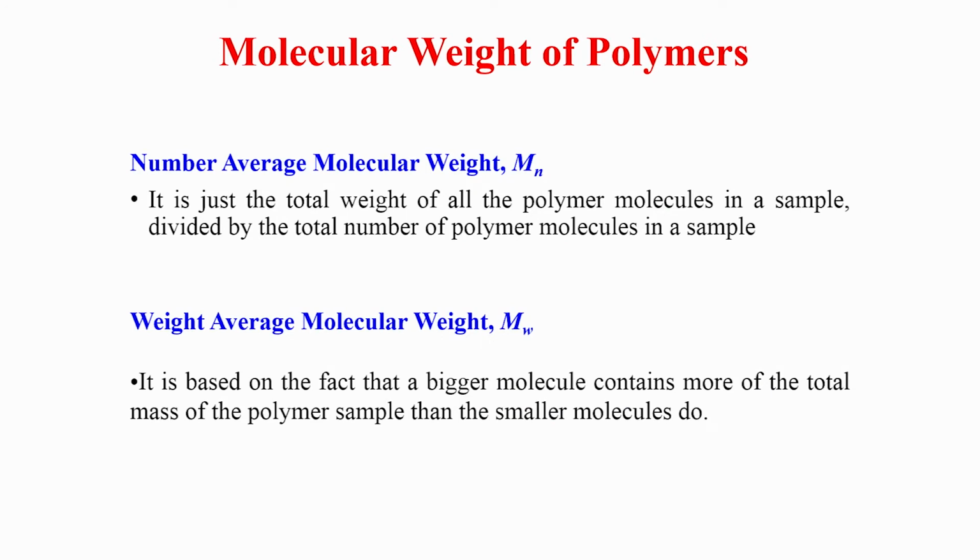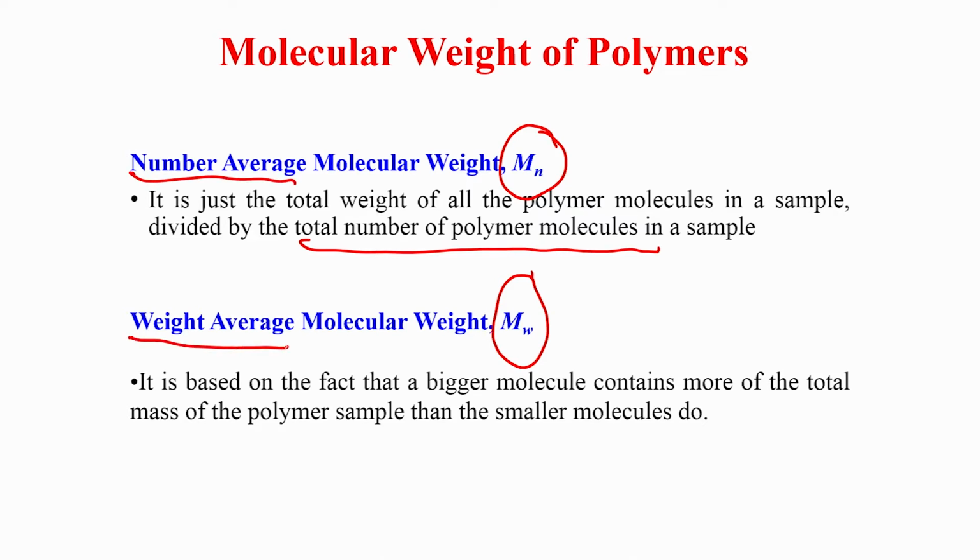What is the molecular weight of the polymer? There is a number average molecular weight and there is a weight average molecular weight. The number average molecular weight is essentially the total weight of the polymer molecules in a sample divided by the total number of polymer molecules in the sample. So, that is why it is called number average.